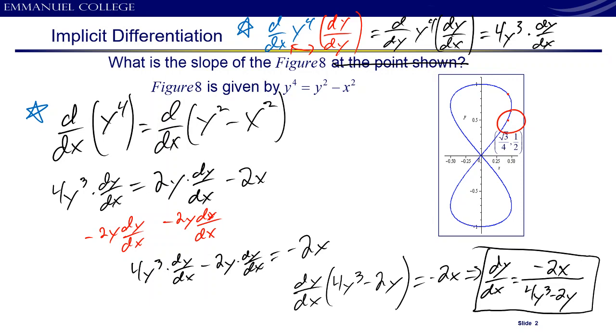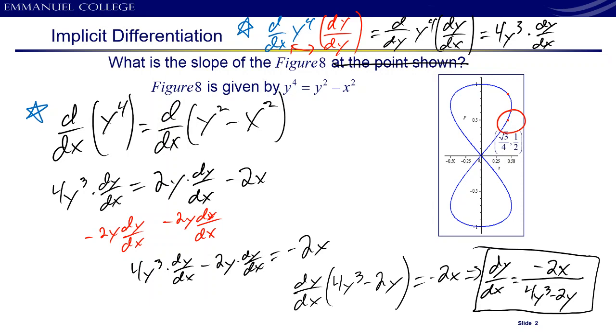So, step 1, take the derivative with respect to x of both sides. You may have to do some implicit differentiation. The implicit part, remember, comes from the fact that it's not just y equals a function of x. It's x's and y's mixed together.